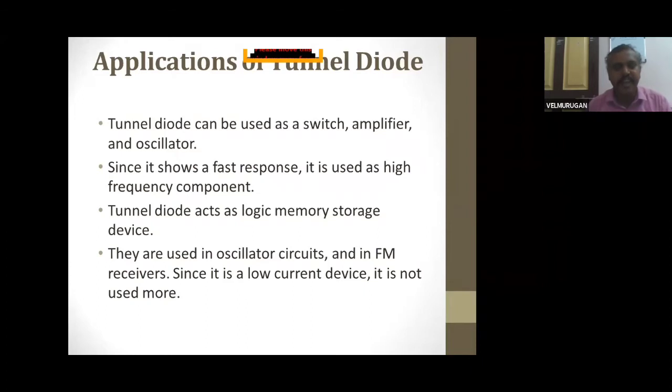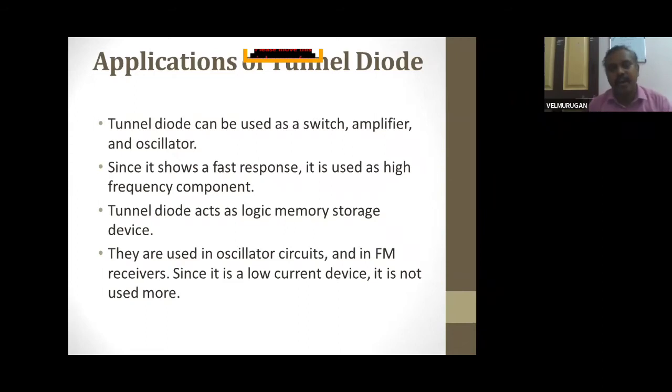Next, it shows a fast response. It is used as a high frequency component because of its fast response. In high frequency components, the range is kilohertz, megahertz and gigahertz. The tunnel diode is used for these high frequencies. Third point, the tunnel diode acts as a logic memory storage device. Because of its negative resistance, it can be used as a memory storage device.